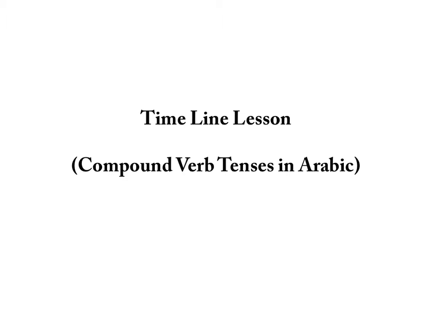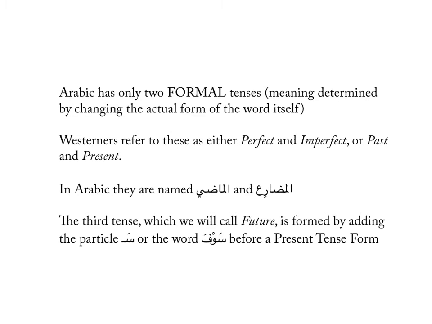This lesson, which I'm calling the TimeLine lesson, is about compound verb tenses in Arabic. In essence, combining the verb kana with regular verbs. A formal tense is a tense that is marked in the word itself by changing the shape of the verb itself. Now, Arabic has only two formal tenses.